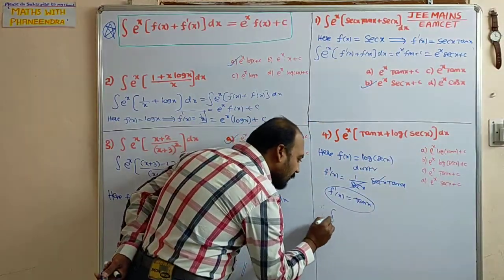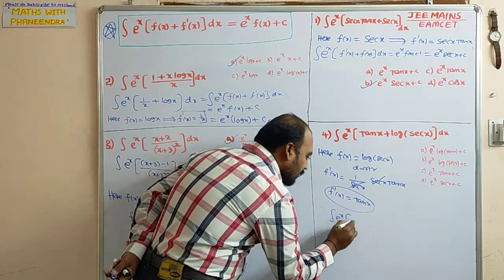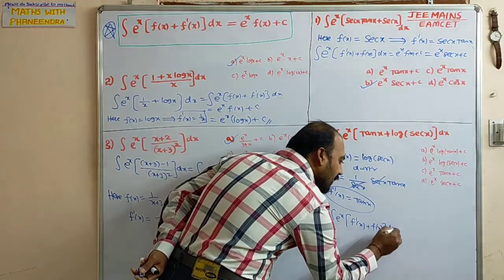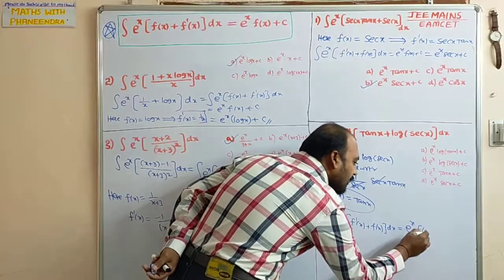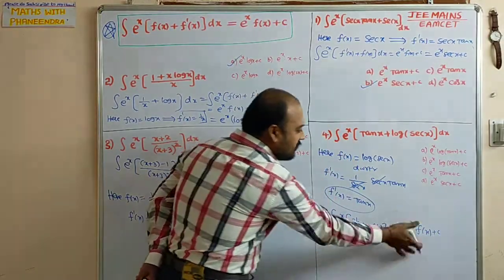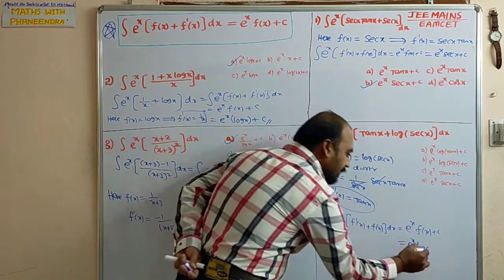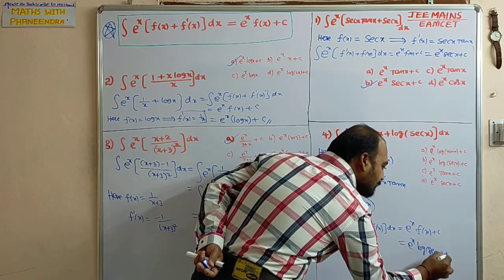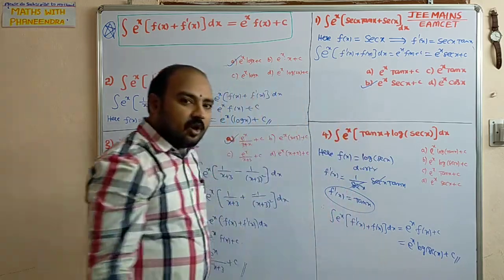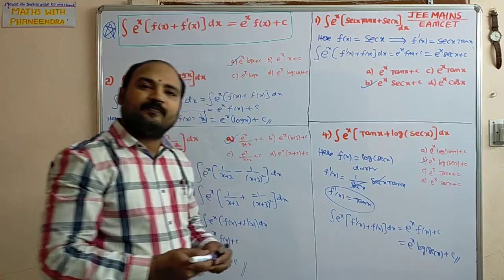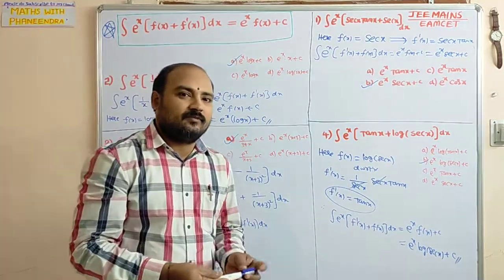The given integral will become integral e power x into f dash of x plus f of x into dx. So whenever it is in formula form, the result is e power x into f of x plus c. Now what is f of x? Again you have to write it. e power x into log of secant x plus c is the right answer, which is there in the second option. We'll move to the next question.